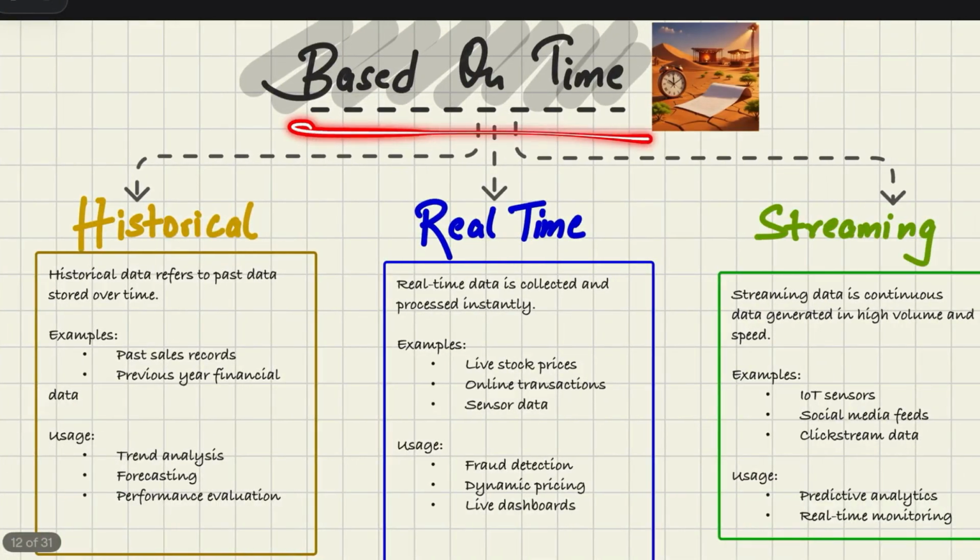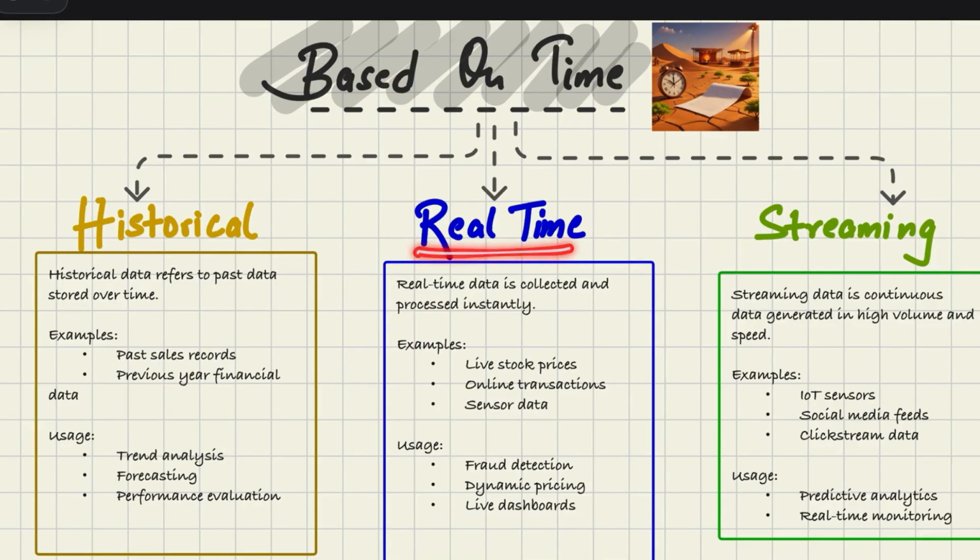And if we talk about time, we divide the data into three different types: historical, real time, and streaming. Historical data is data collected and stored over a past time period to perform trend analysis and forecasting, right? So it is used for trend analysis, forecasting, and performance evaluation as well. For example, past sales records or previous financial year data, and we are analyzing that.